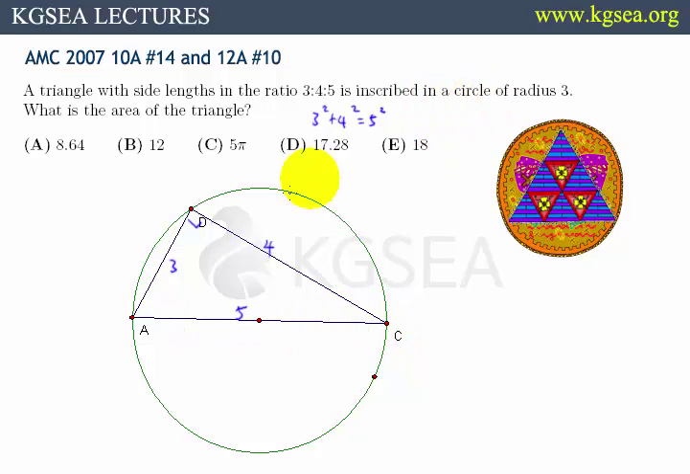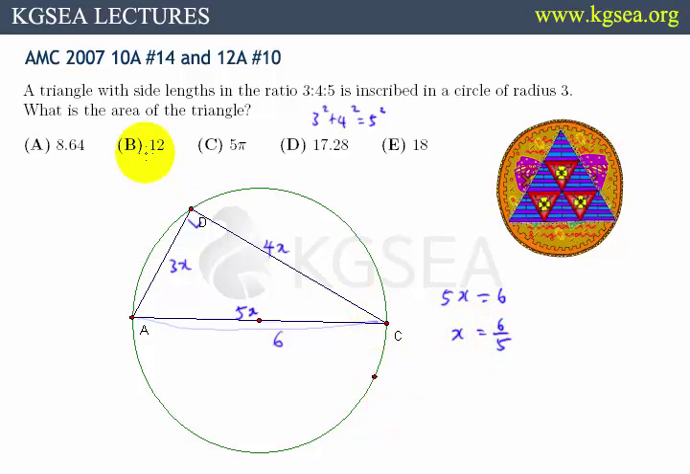Okay, and so now, as I said, these are not the lengths, these are ratios. So we should say 3x, 4x, and 5x. That would be a more accurate way. And the circle has a radius of 3. Oh, radius is 3. So what is the diagonal here? It's 6. So 5x is 6. So x is 6 over 5.